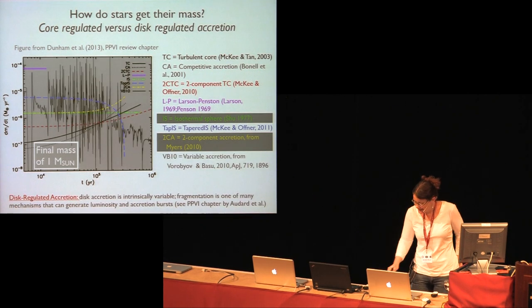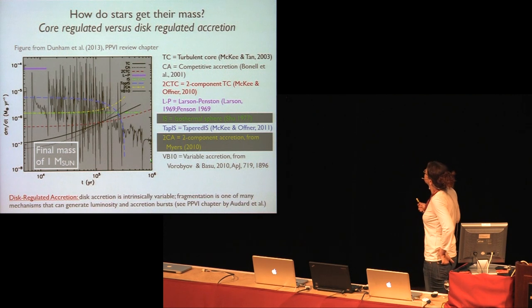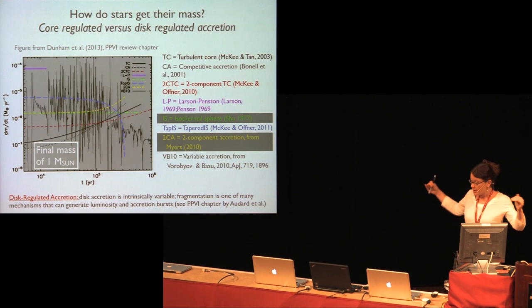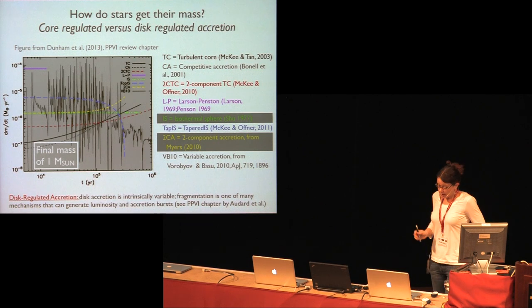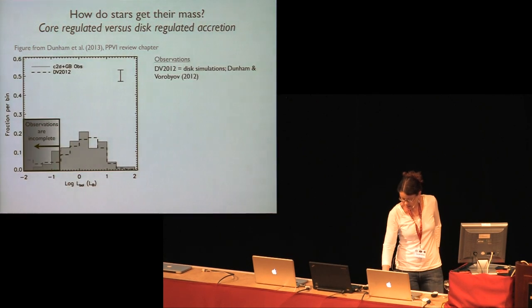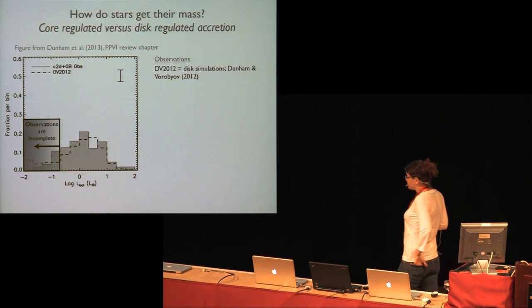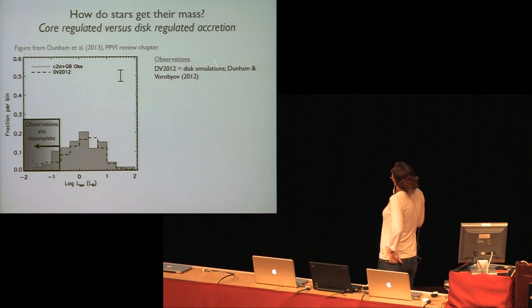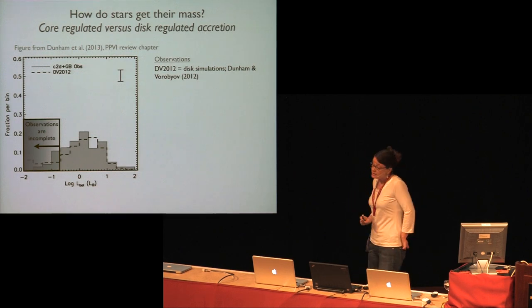And then we want to ask, what do disk-regulated accretion models tell us? So these are intrinsically variable models, where instead of dumping the mass onto the star directly, you have to process it through a disk. And they vary widely. The basic question we want to understand is which ones fit the data. So we're going to grab our luminosity distributions, that's what's shown here as the gray histogram, and compare first to a disk-regulated accretion model as the dashed line.